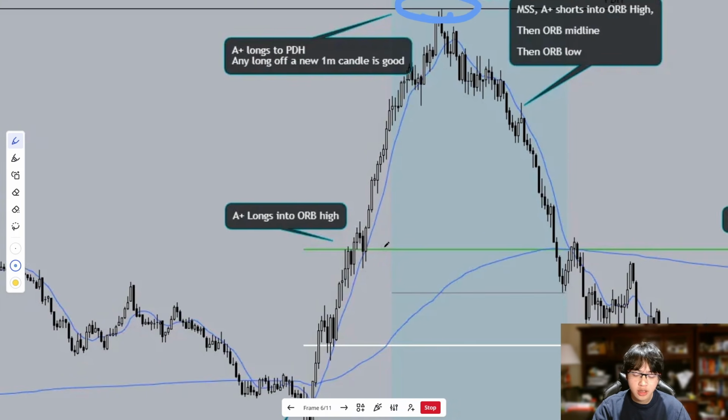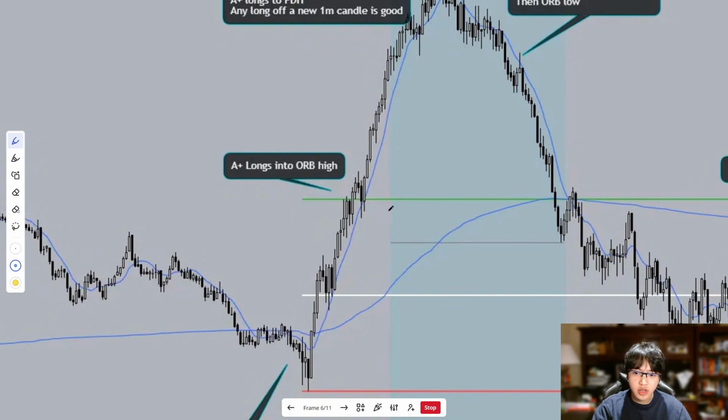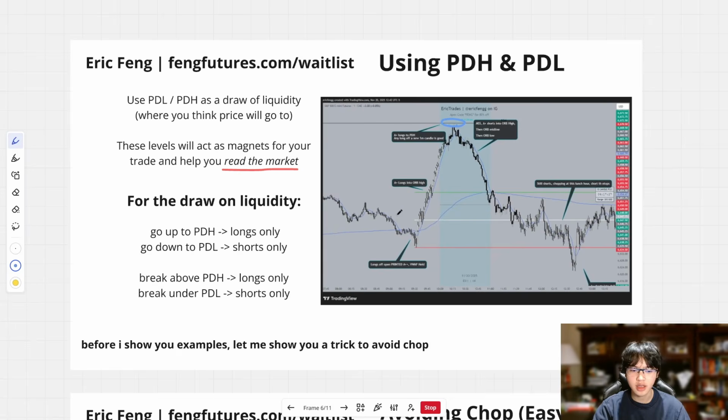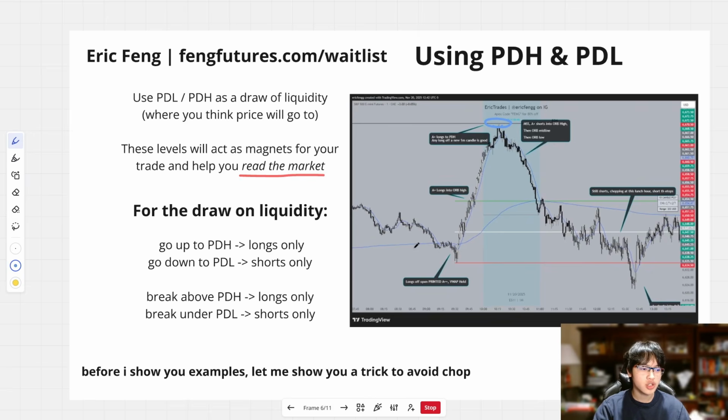And if you're trading, look guys, it's just moving straight up. All you have to do is long up to previous daily high. And you don't even have to catch the entire move. You can just catch a small piece and already make $1,000, be done in a few minutes. It's absolutely amazing. Now, before I show you more examples of using these levels in all these four situations, let me show you a trick to avoid chop.